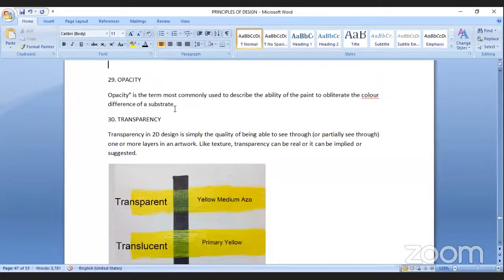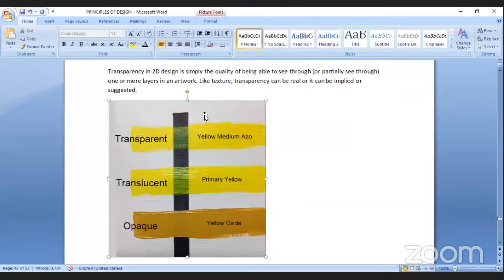Opacity. Opacity is the term most commonly used to describe the ability of paint to obliterate the color difference of a substrate. There's a black strip here. A color is there, yellow oxide color. When they paint over it, black doesn't appear here. That is the opacity of yellow oxide.